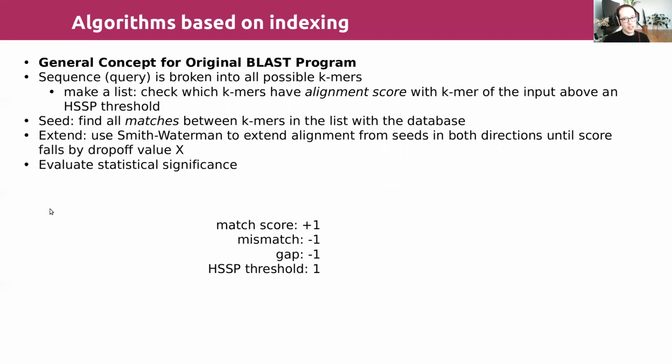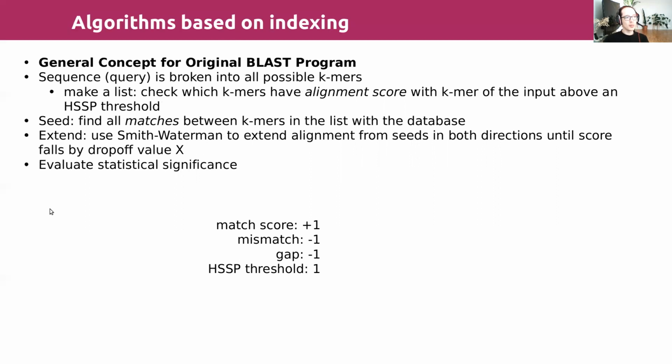So the general idea behind the algorithm is that we have some kind of sequence. This is called our query. This is the one we're going to search with. The query is broken into all possible k-mers, and k is usually 3. So it's broken into all possible 3-mers, and we make a list and check which of these 3-mers have an alignment score with a 3-mer.